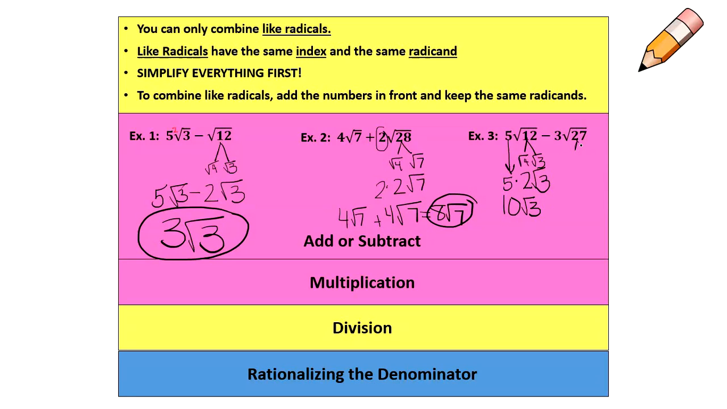Let's break down 27. That's 9 and 3. So this would be 3 times the square root of 3. But notice, guys, we did have this 3 out front. So it would be 3 times 3, 9. We're subtracting. So 10 square roots of 3 minus 9 square roots of 3. That is 1 square root of 3 left behind.